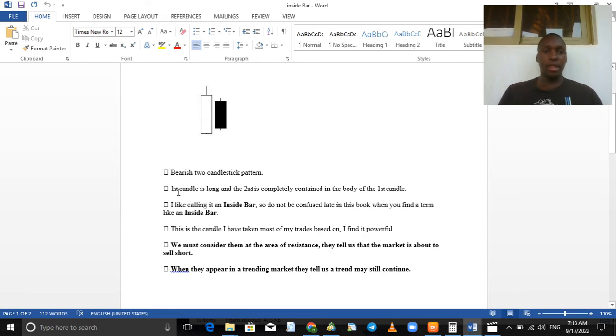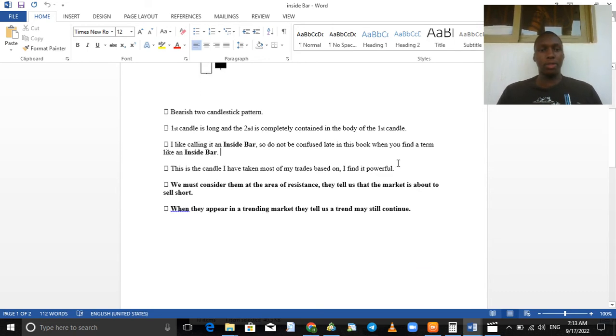Get it? I like calling it an inside bar as well, so do not be confused later in this book when you find the term inside bar. An inside bar is the same as a bearish harami. This is the candle I have taken most of my trades on. I find it so powerful, but we must consider it at the resistance level. It tells us that the market is about to sell short.